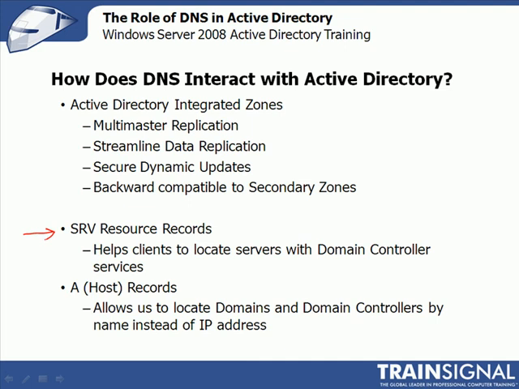But guess what it has to do? That's right. It has to go back to the DNS server and say, all right, hey, DNS server, do you know the IP address so that I can communicate with New York DC1? And then there has to be an A record that resolves that name to the IP address. That is really how DNS interacts with Active Directory.